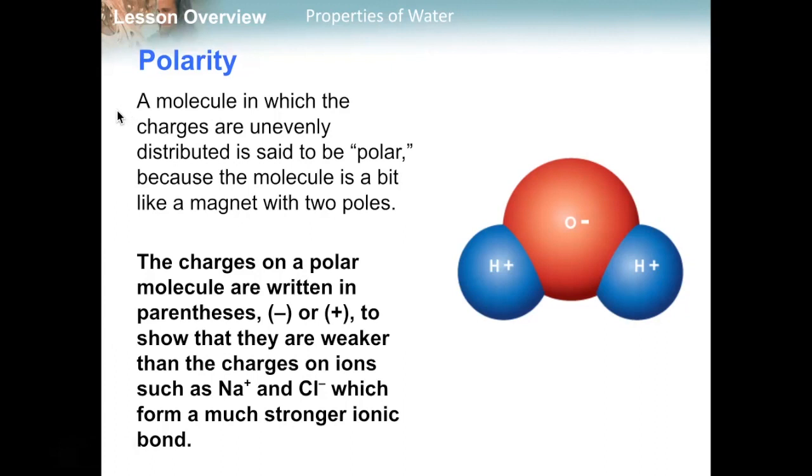A molecule in which the charges are unevenly distributed is said to be polar because the molecule is a bit like a magnet with 2 poles. The charges on a polar molecule are written in parentheses, the negative and the positive, to show that they are weaker than the charges of ions such as Na plus and Cl minus, which form a much stronger ionic bond.